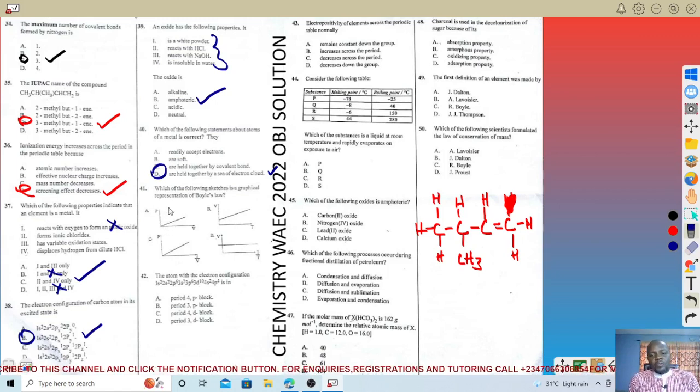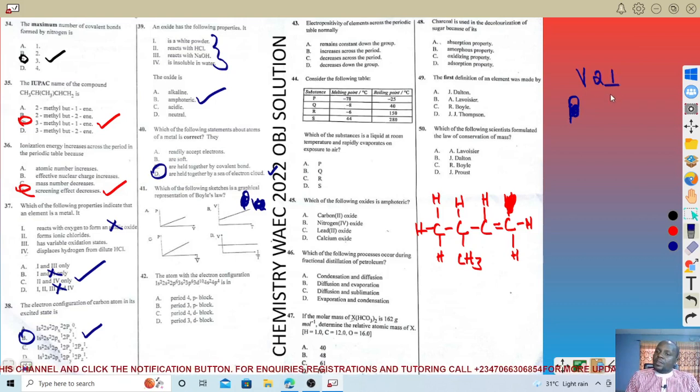41 says, which of the following sketches is a graphical representation of Boyle's law? Boyle's law says that volume is inversely proportional to pressure. So I'm plotting a graph of P. I want to write here: the volume of a given mass of gas is inversely proportional to its pressure, provided temperature remains constant. So that is why you have P1 V1 equals P2 V2.